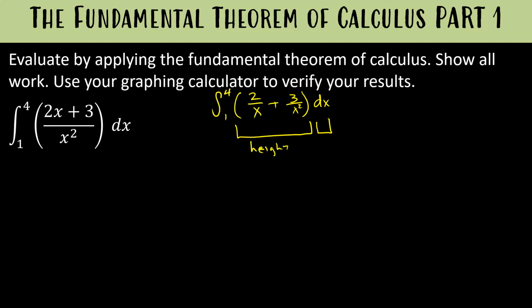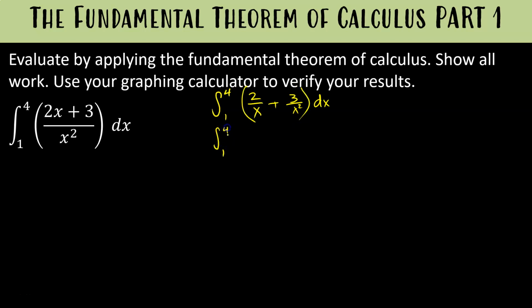This first piece is the height of each rectangle, or a formula to find the height of those rectangles. And the dx is an infinitesimally small width. So width times height, width times height, width times height. If you didn't have these parentheses, you're not really multiplying that width times the whole height. We know what you mean, but it's a little clearer here.